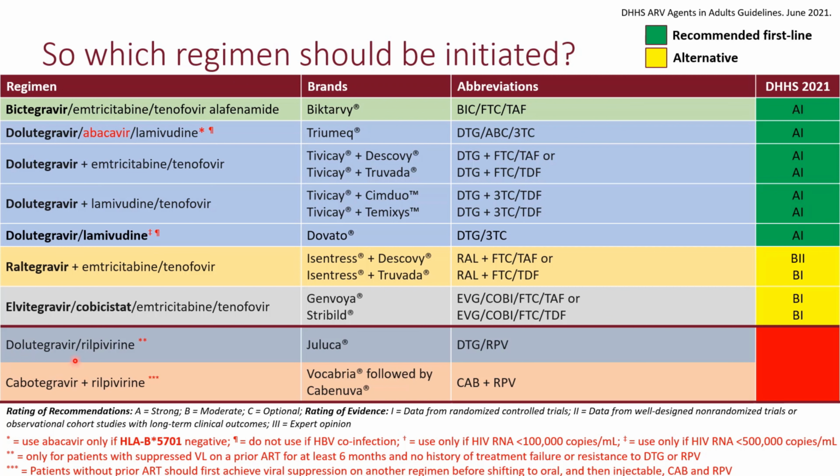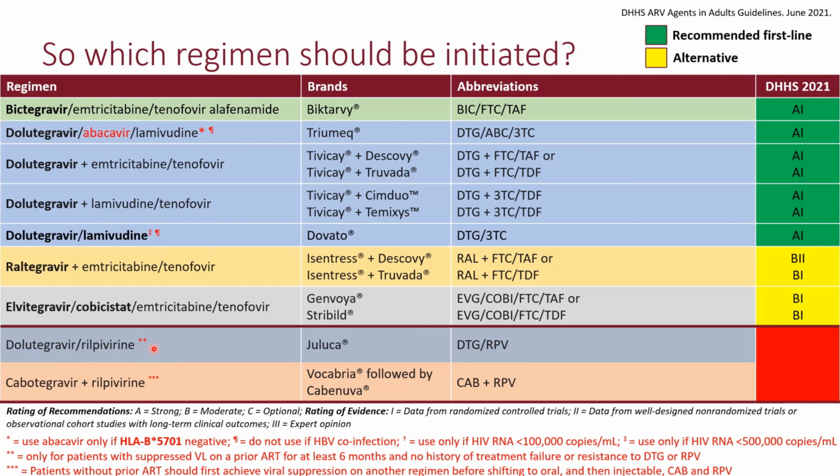And then we have a couple of non-nuke dual therapy. One is dolutegravir plus a non-nuke, which is rilpivirine, and then cabotegravir, which was recently approved, plus rilpivirine. The reason these are red is because they are not recommended as initial therapy. In order to use this, patients have to already receive another ART and achieve undetectable viral load, and only then can they switch to this regimen. So first, patients have to have undetectable viral load.